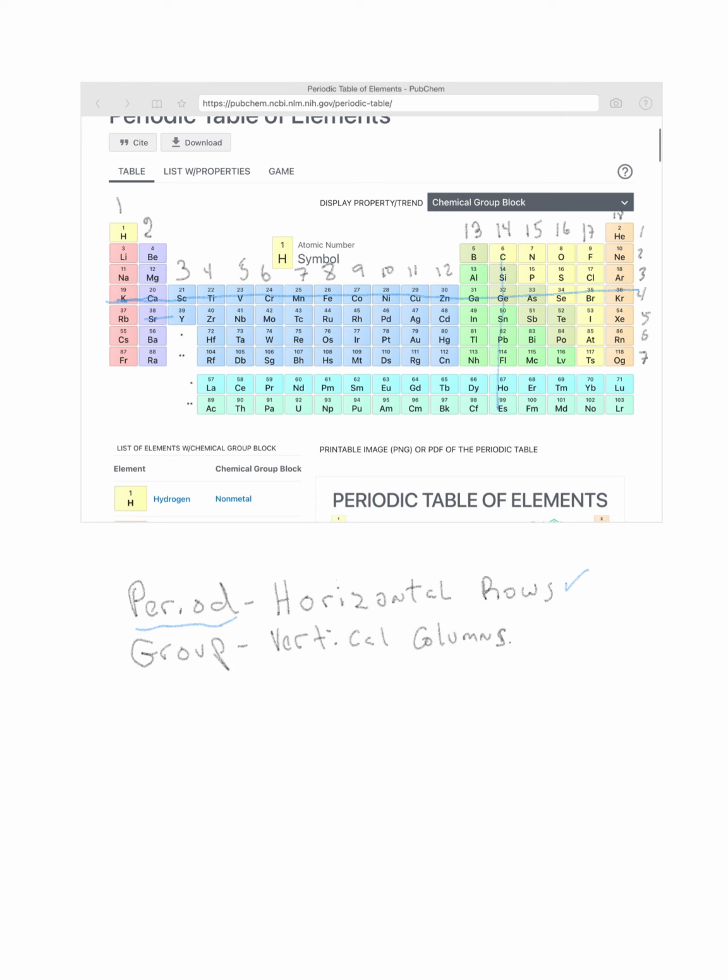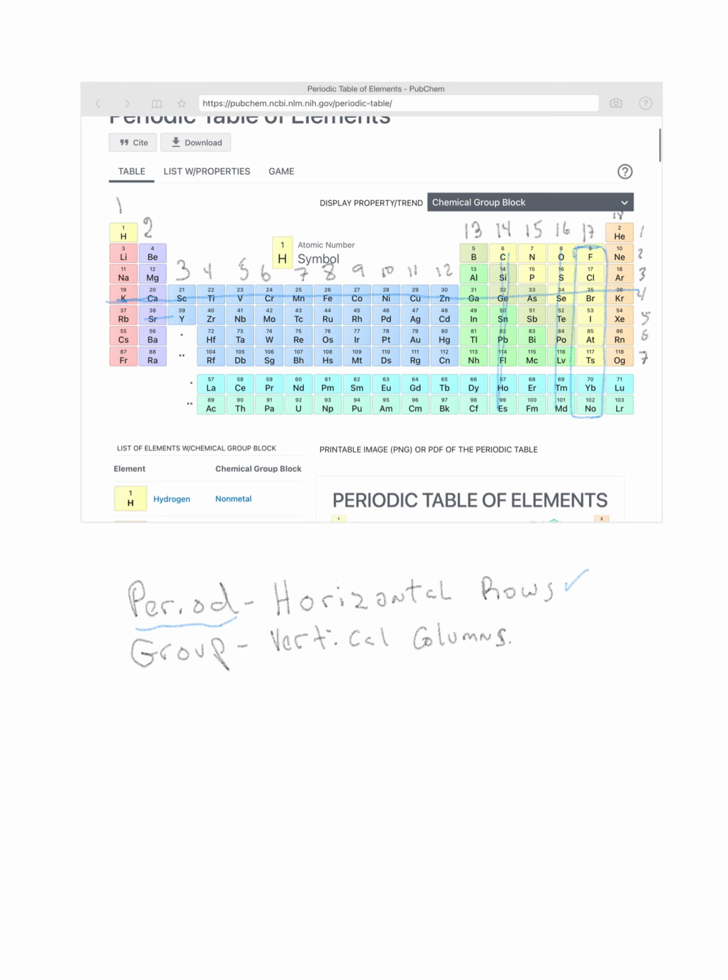So they are these vertical columns. If you look at the groups, they're also called families. All the elements found in the same group have very similar properties. So for instance, group 17 that's over here, these elements are very reactive, and they all have 7 valence electrons.